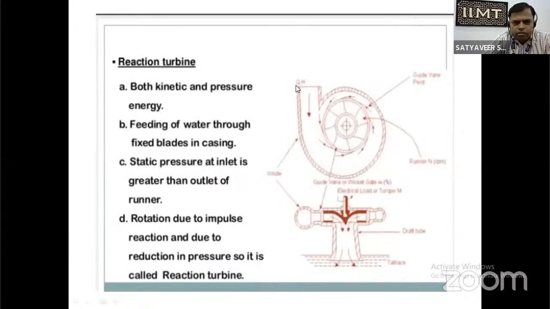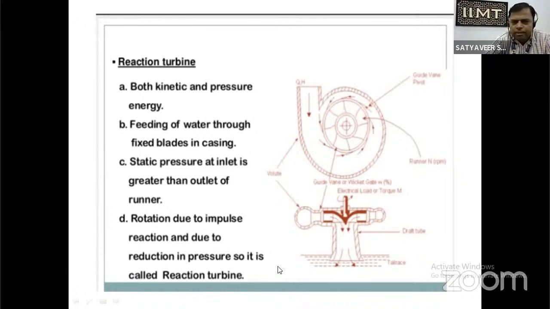Now, in case of reaction turbine, first of all, we can see the figure of the reaction turbine. In case of reaction turbine, both kinetic energy as well as pressure energy are available at the inlet of the turbine. Second is the feeding of the water through the fixed blade in casing. There are two types of blades, a fixed blade and a moving blade. Third, static pressure at inlet is greater than at the outlet of the runner. Fourth, rotation is due to impulse reaction and due to the reduction in the pressure. So it is called the reaction turbine.